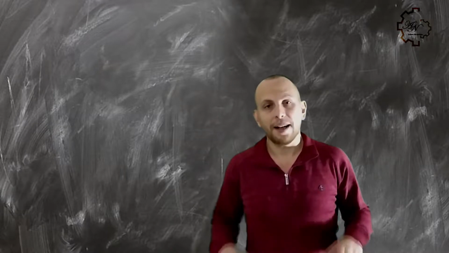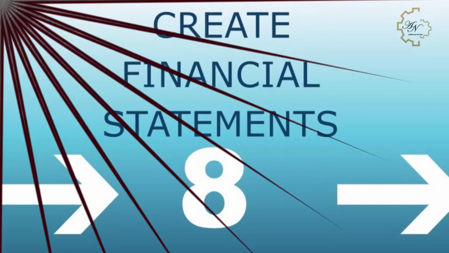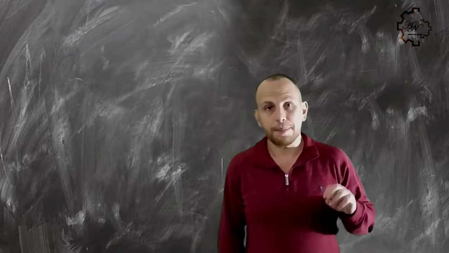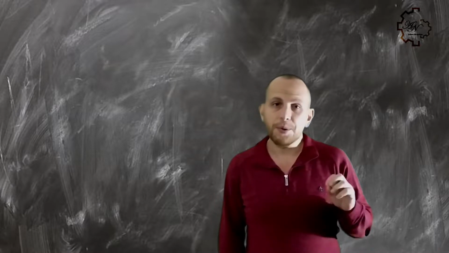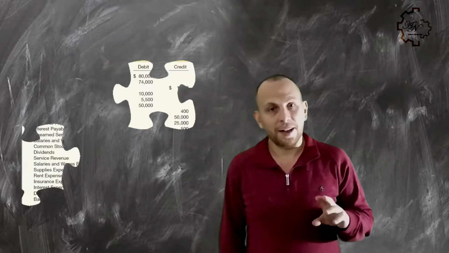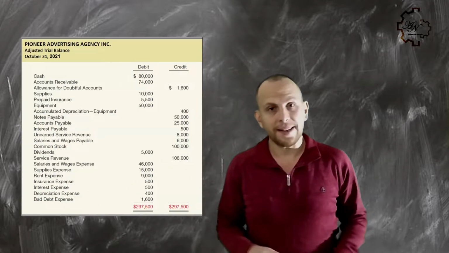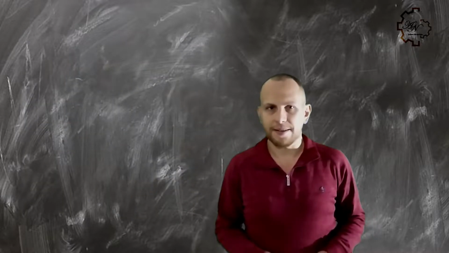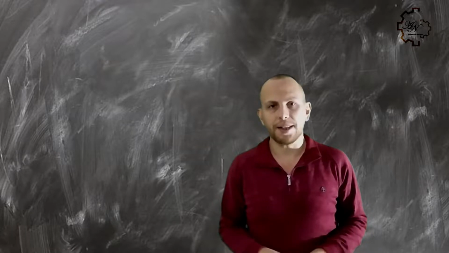Step number 8. Create financial statements. This step of the process is pretty straightforward because you already have the needed data in the adjusted trial balance. All that's left to do is transfer it. There are 4 main financial statements.